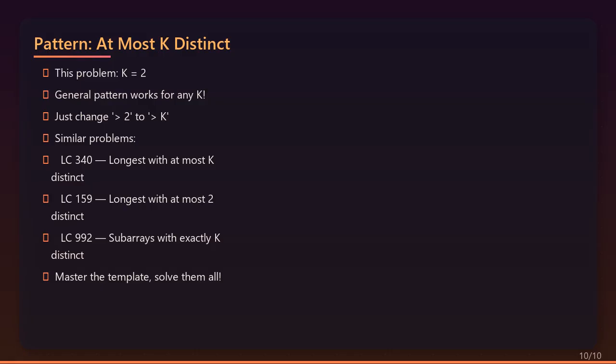Just change the condition from greater than 2 to greater than k. Same code structure. LeetCode 340 is the general version, at most k distinct. LeetCode 159 is the same as this problem. LeetCode 992, subarrays with exactly k distinct, uses the at most k trick twice. Master this template and you can solve an entire family of problems.